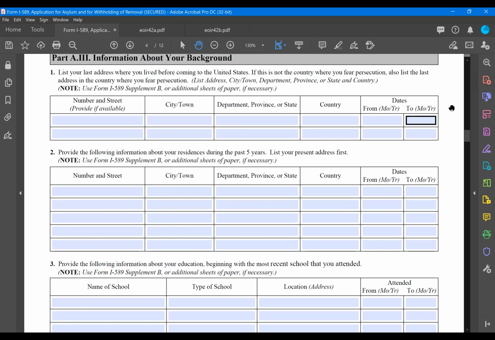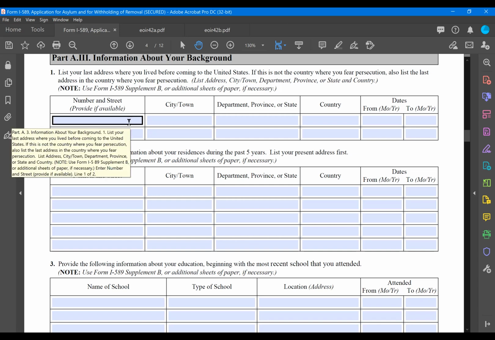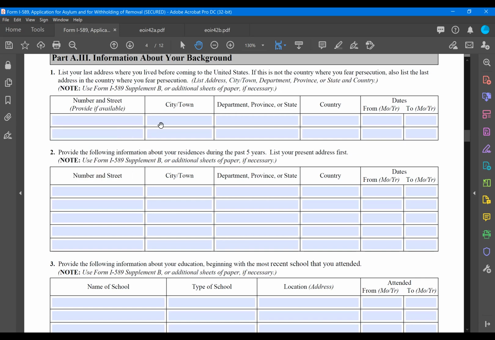For somebody from, let's say, Colombia or Venezuela, they may have left their country and lived in another country for some period of time, maybe even just a couple of months before deciding to move on to the US. So their last address where they lived may be in Mexico. Maybe they lived in Mexico for a while. So you would need to put in their Mexican address, which is the last place they actually lived, and their last address in Venezuela or Colombia, the last place in their home country where they fear persecution.